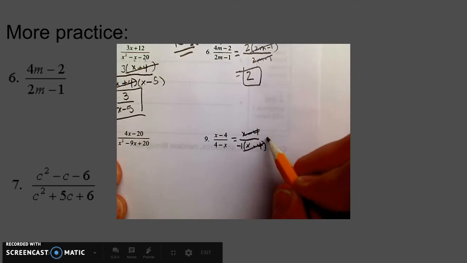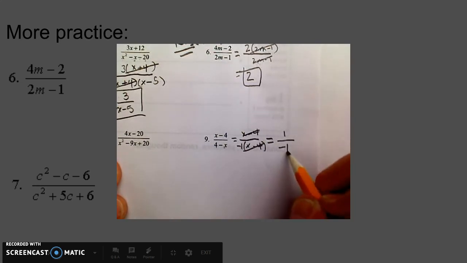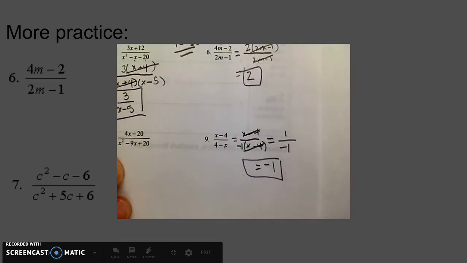So let's see what happens here. I can divide numerator and denominator by x minus 4. In the numerator, I've factored out every factor that there is, so I'm left with a factor of 1 over negative 1, which is equal to negative 1.